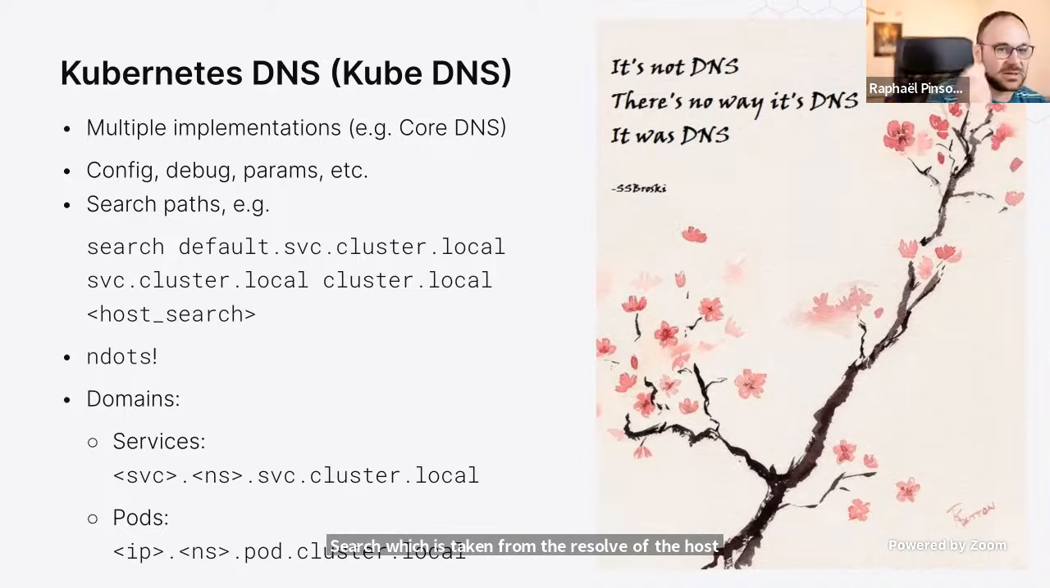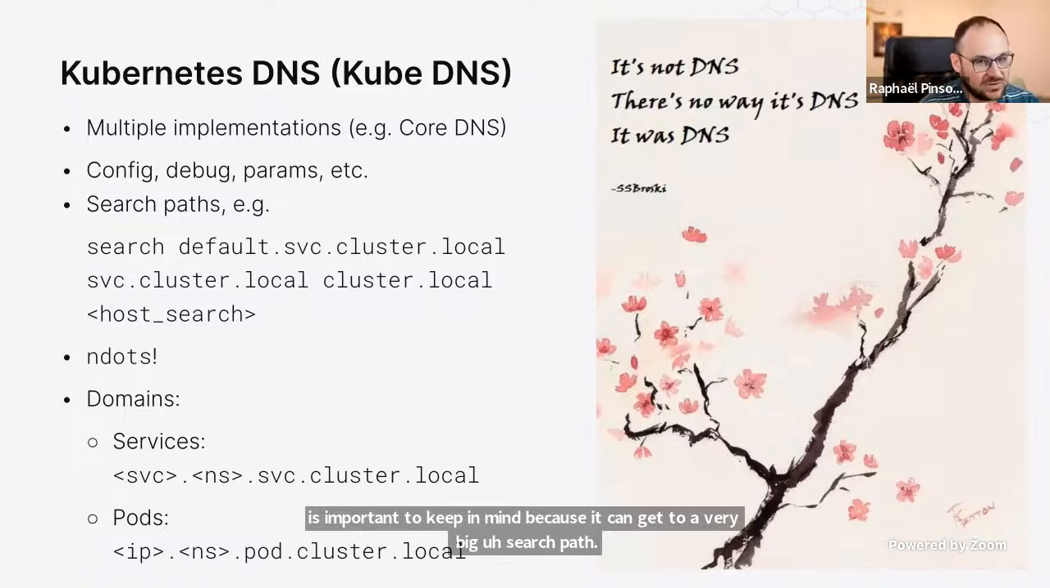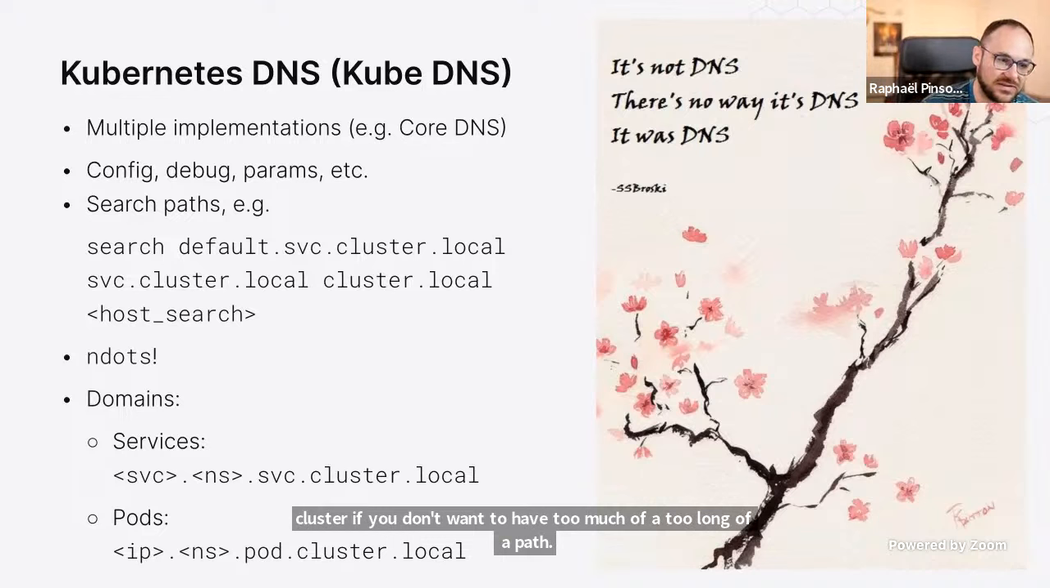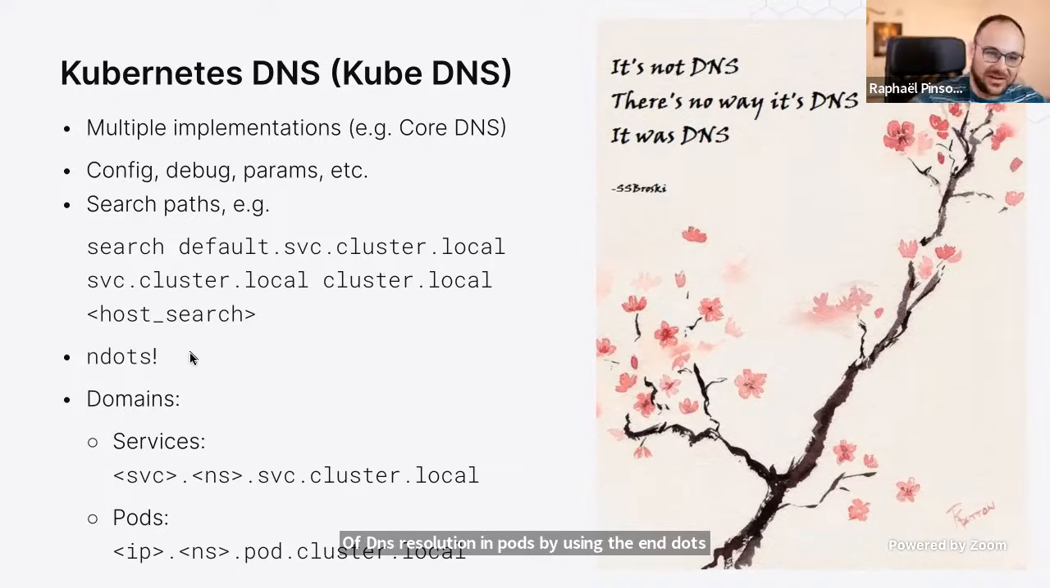This is important to keep in mind because it can get to a very big search path, and you might want to tune this in your Kubernetes cluster if you don't want to have too long of a path. You can also tune the efficiency of DNS resolution in your pods by using the ndots configuration. This is really something to look into. Don't have time to expand, but this can save your life if your DNS resolutions are taking a long time.